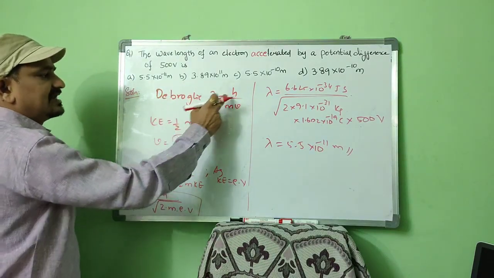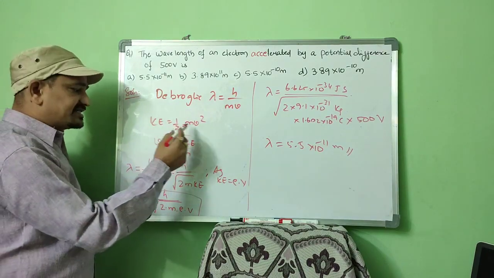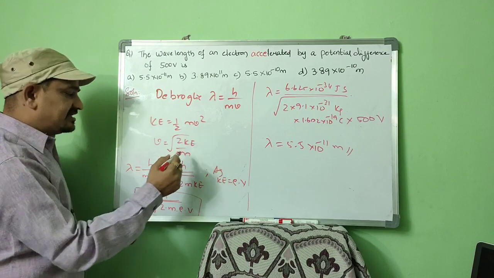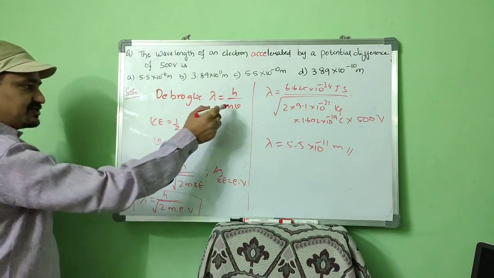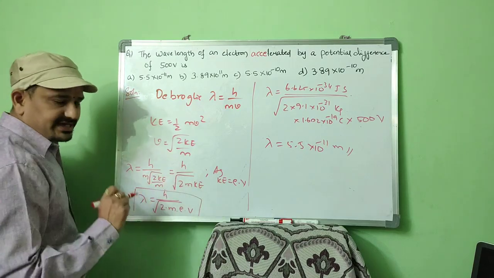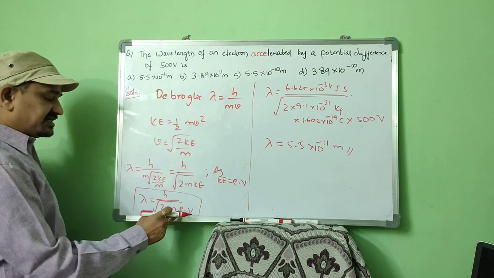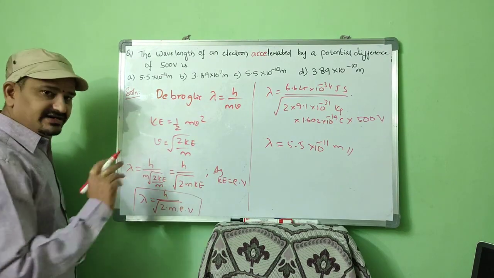De Broglie wavelength lambda equal to h by mv. From the kinetic energy expression, velocity equal to root 2 KE by m, and substituting this expression over there, de Broglie wavelength lambda equal to h by root 2 m KE. But kinetic energy is the product of charge and potential difference, right? Charge and potential difference instead of kinetic energy.